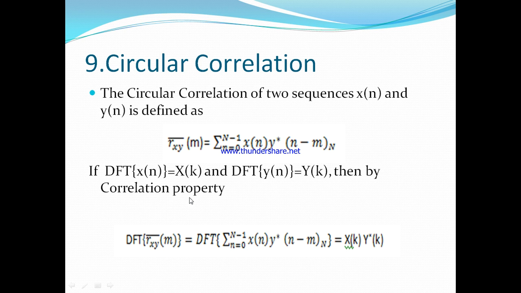Next, by the correlation property, we take the DFT of this value. The DFT of the circular correlation of two sequences, sigma n equal to 0 to N minus 1 x of n y star of n minus m, equals X of k into Y star of k. That means Y conjugate of k.